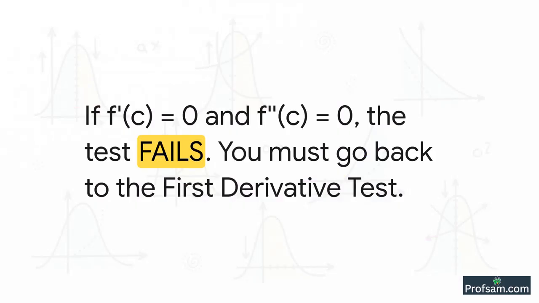Okay, listen up. This is super important. You have to remember this. What happens if f double prime c equals 0? Well, in that case, the test fails. It's inconclusive. It tells you nothing. In that situation, you have no choice. You must go back and use the good old first derivative test. So many students mess this up, so don't be one of them.